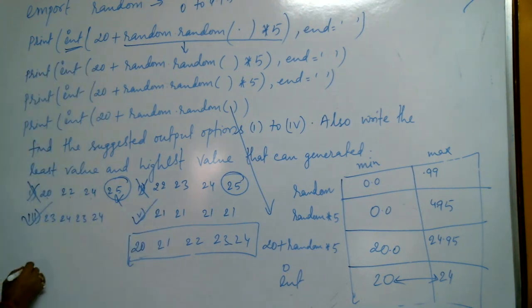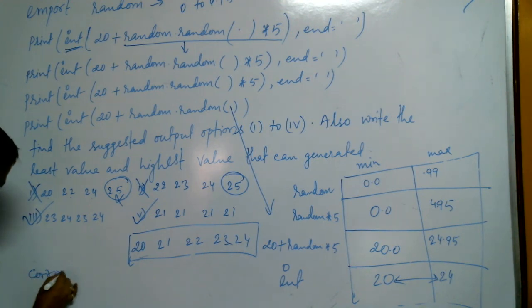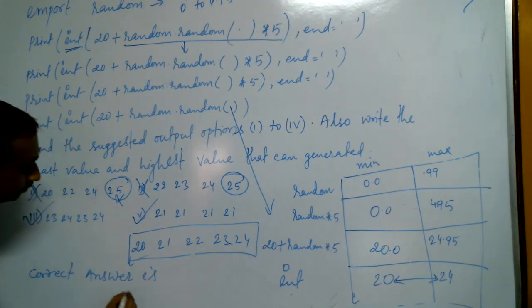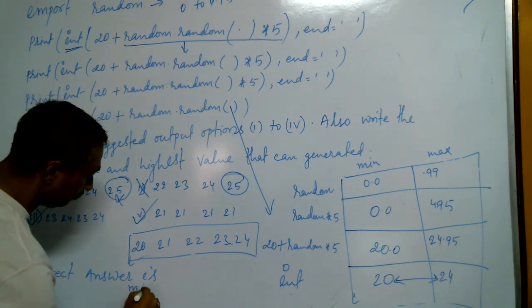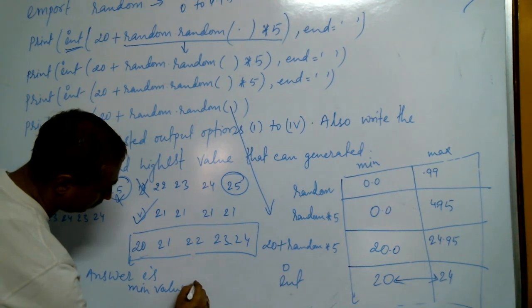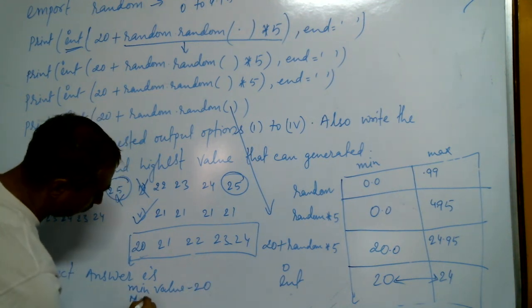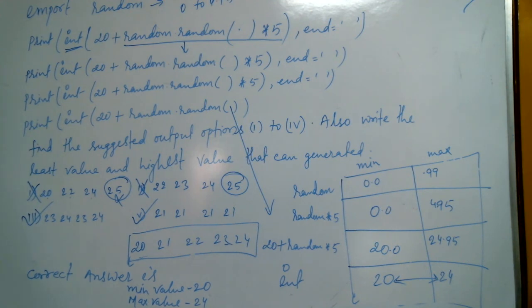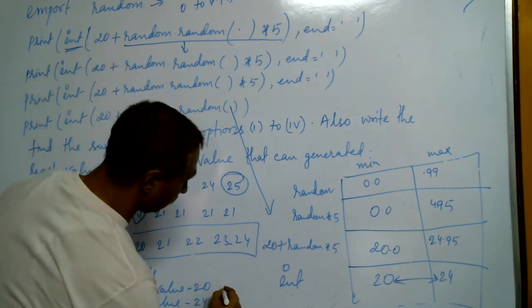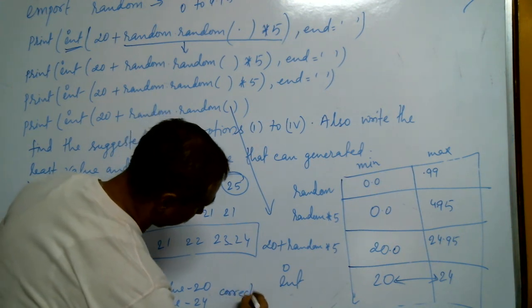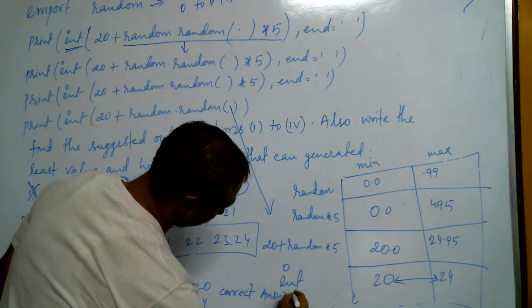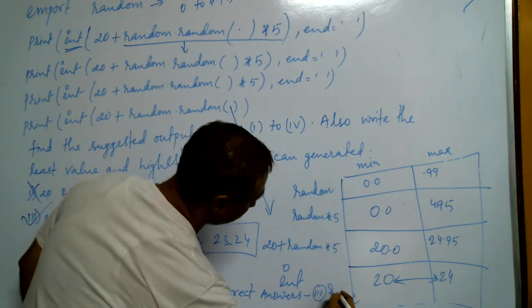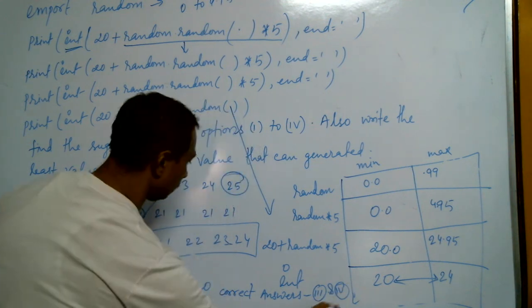So the correct answer is minimum value 20, maximum value 24, and the correct answers will be third and fourth. This is the answer.